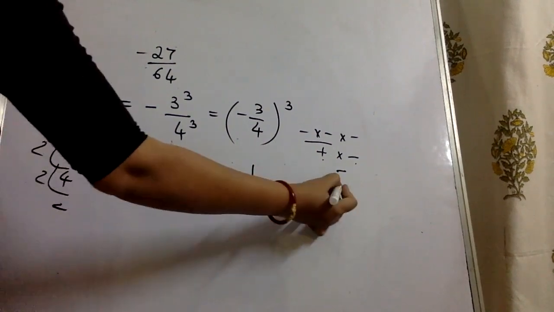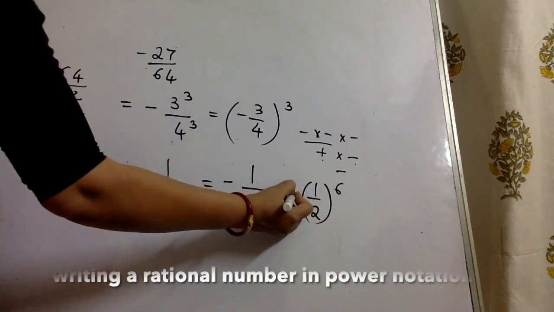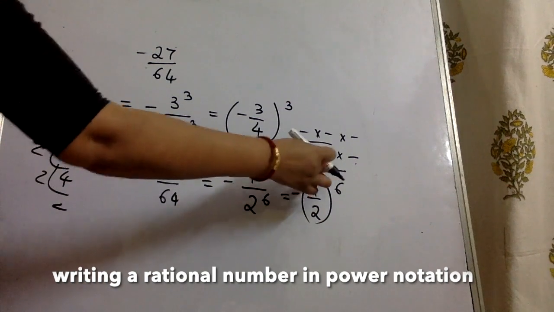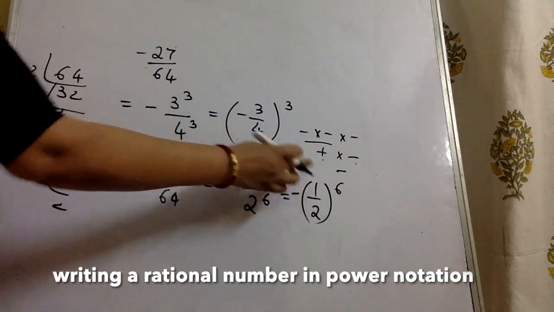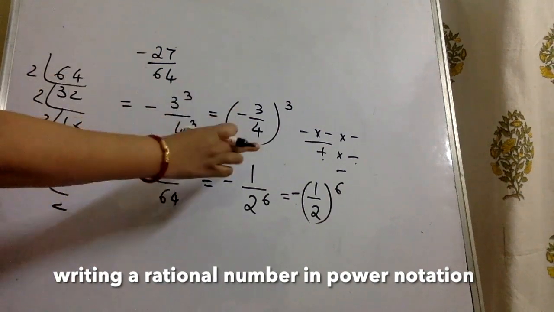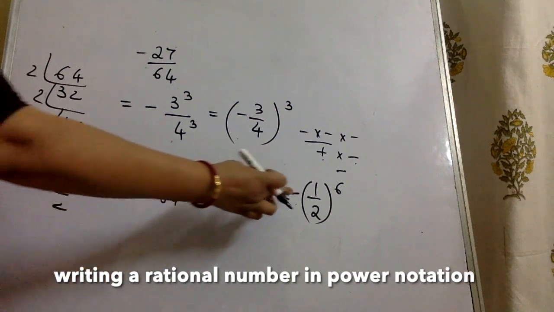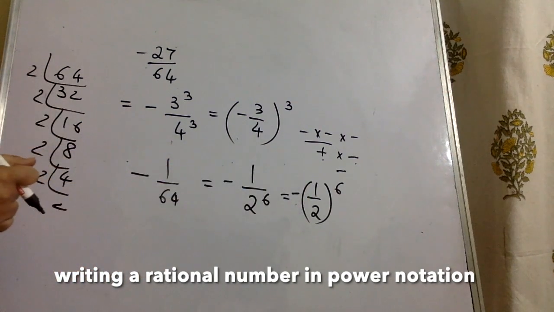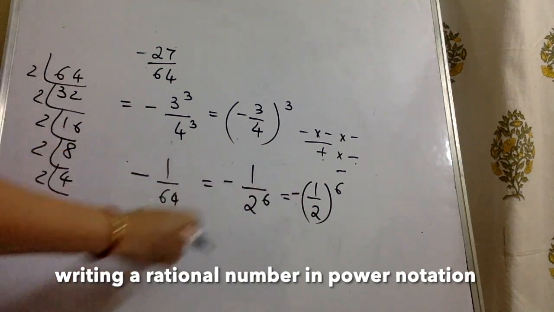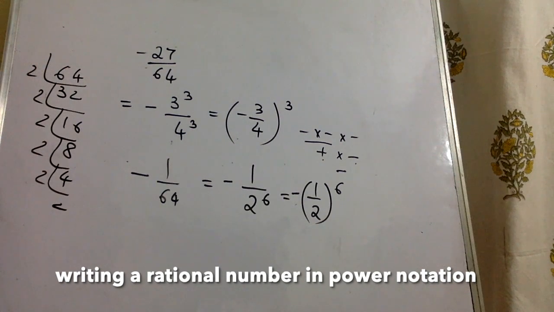Now look carefully. I got my 1 by 2 to the power 6, and the minus comes here. Let me first talk about the 1. Why could I write the 6 on top of the 1? Because 1 multiplied, 1 into 1 into 1, if you go 6 times, you will get a 1 only. That is why we can write the 6 over here, and this is 2 to the power 6. What happened to the minus? This time I could not put the minus sign inside.